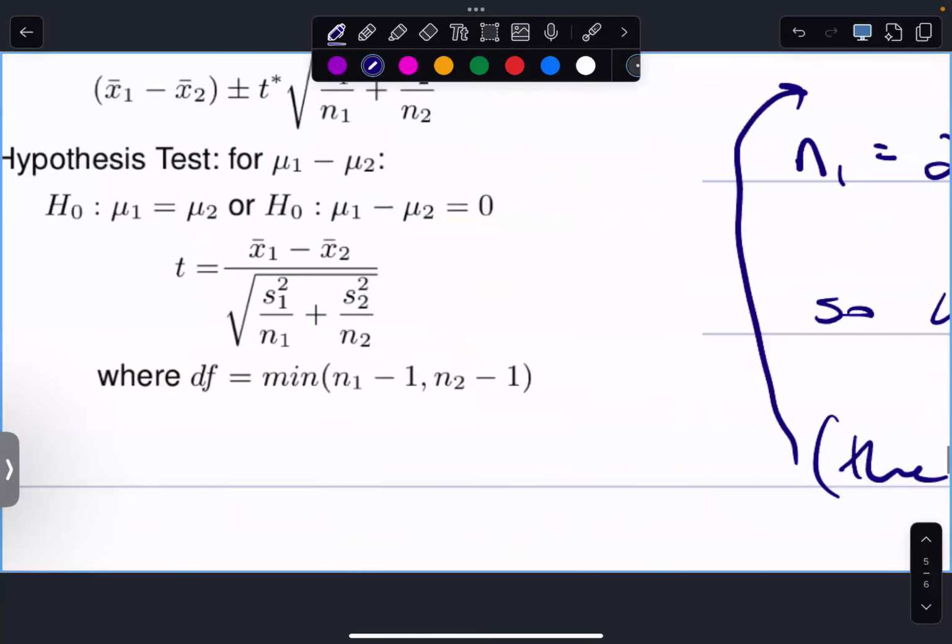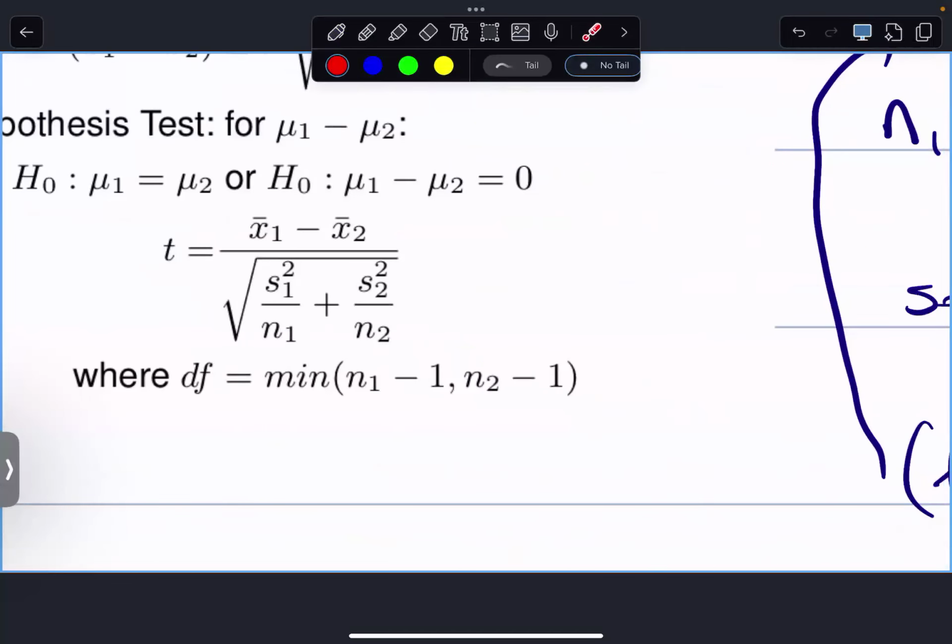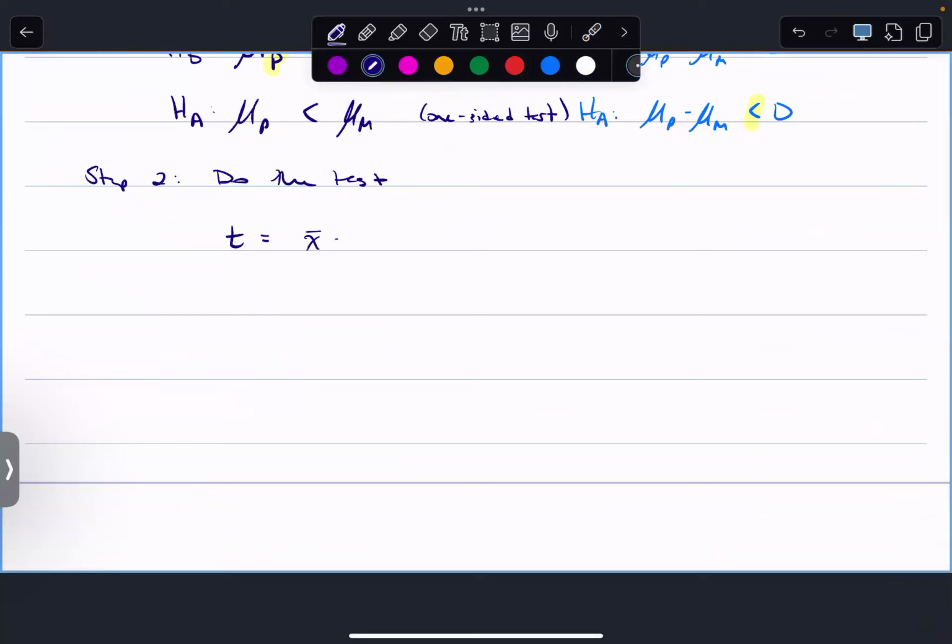It's bigger, but not that big. What's nice is we skip the pooled standard deviation. There are formulas using the pooled, but I don't like it. So we use this one here, x1 bar minus x2 bar, s1 squared over n1. Just remember to square those standard deviations and then divide by n, and then add them up, and then take the square root.